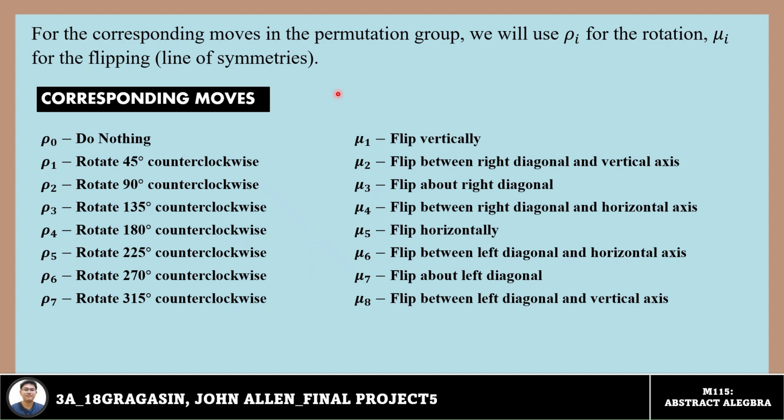For our flipping or line of symmetries, we have here the elements. Mu sub 1, flip vertically. Mu sub 2, flip between right diagonal and vertical axis. Mu sub 3, flip about right diagonal. Mu sub 4, flip between right diagonal and horizontal axis. Mu sub 5, flip horizontally. Mu sub 6, flip between left diagonal and horizontal axis. Mu sub 7, flip about left diagonal. And mu sub 8, flip between left diagonal and vertical axis.